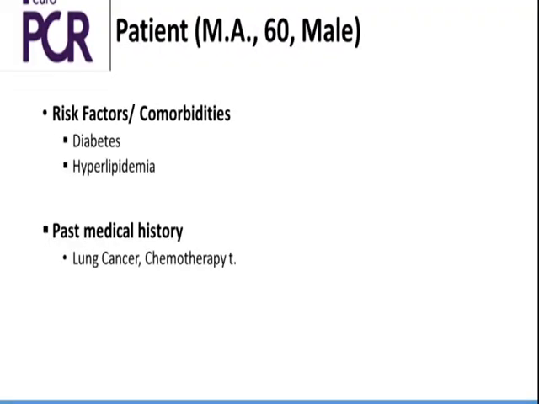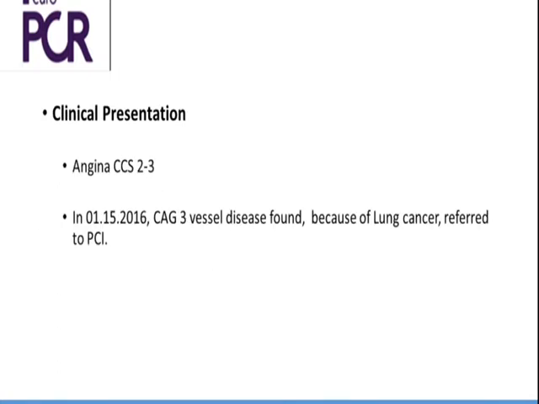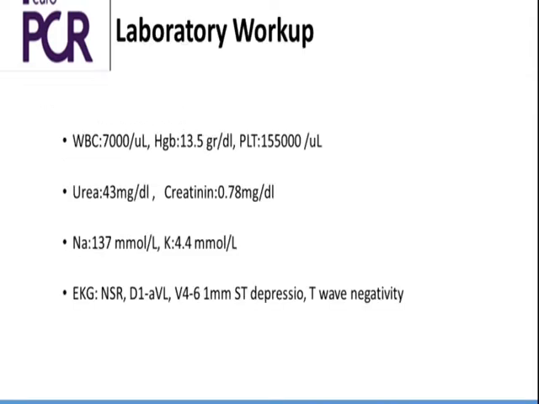Next slide, please. So here is a male 60-year-old with diabetes and hyperlipidemia as the risk factors, and he has past medical history of lung cancer. He's undergoing chemotherapy actively. Next slide. He has class 2 to 3 angina, and on January 15, 2016, he had a coronary angiogram that showed a 3-vessel disease. Because of lung cancer, he was referred to PCI and was refused by surgeons.